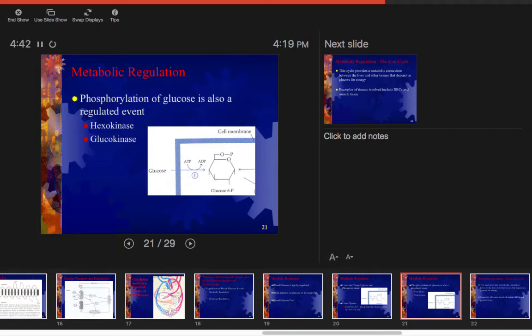I'll give you a couple reasons why it makes sense for them to have two different forms and to be distributed in different tissues. One is hexokinase. I think I have this here. Sorry, did I say hexokinase? Glucokinase has a high Km. Hexokinase has a low Km.